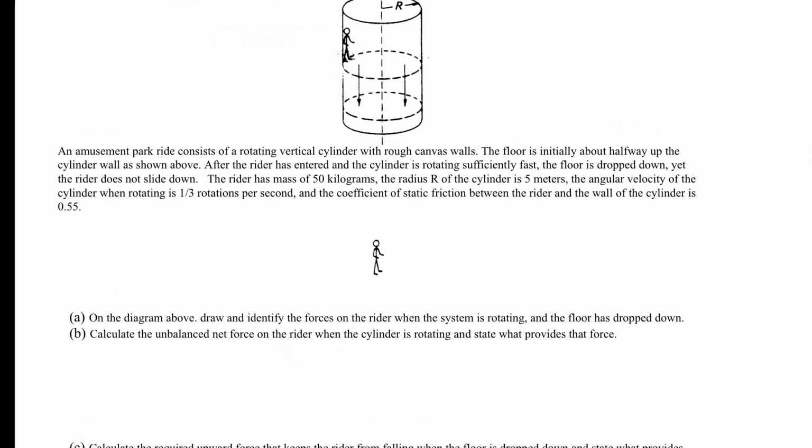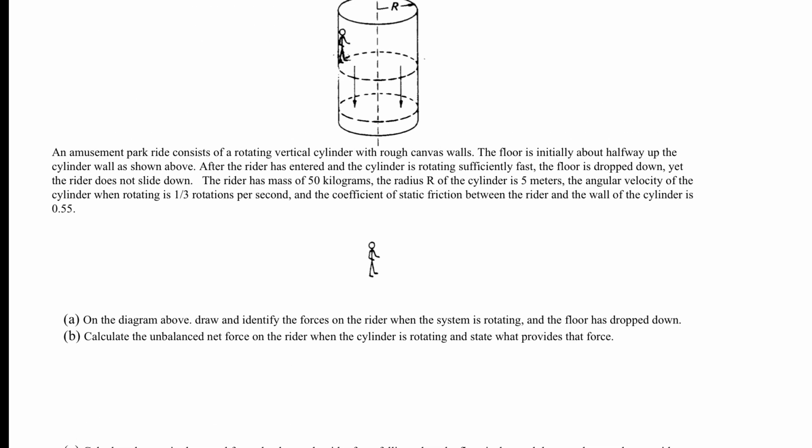These are from released exams, so let's see. An amusement park ride consists of a rotating vertical cylinder with rough canvas walls. The floor is initially about halfway up the cylinder, as shown. After the rider has entered the cylinder and it is rotating sufficiently fast, the floor is dropped down, yet the rider does not slide down. The rider has a mass of 50 kilograms.